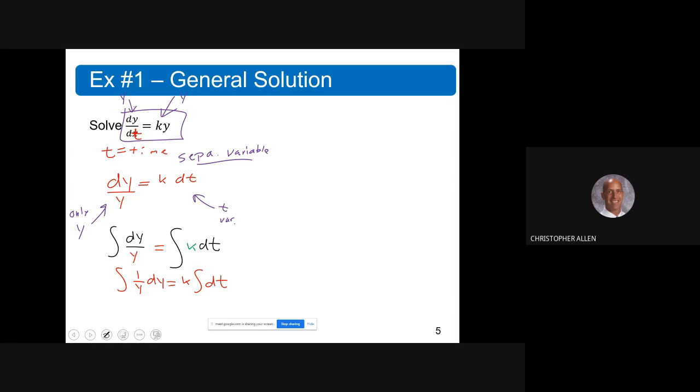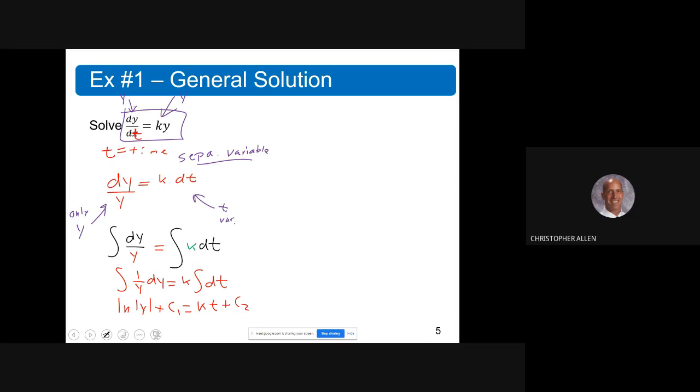Those last two integrals are exactly the same. I'm just using my properties of integration. And now we can go and integrate. We know what the left-hand side is, right? That's the natural log, absolute value of y plus, and I'm going to go ahead and write c1. And then when I integrate the right-hand side, I'm going to get kt plus, and I'm going to write c2 here. Now, I claim I don't have to write both of those, and I think I've already mentioned it before in this class, but I'm going to mention it one more time today.